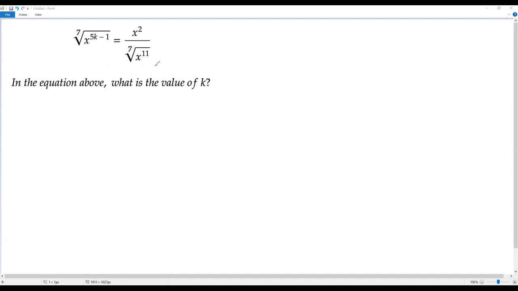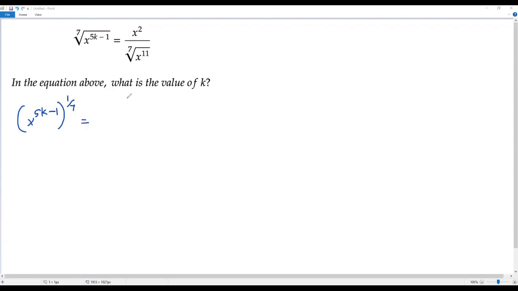Okay, so to solve for k in this equation, my first work is to get rid of the 7th roots we have over here and here. For that, first I have to write this 7th root as an exponent. So how can we write the 7th root as an exponent? Whenever I write a 7th root as an exponent, the exponent will be 1 over 7. So now let's consider the stuff inside the radical, that is x to the power of 5k minus 1. For this we have the 7th root, so I'm going to write it as an exponent, and the exponent will be 1 over 7.